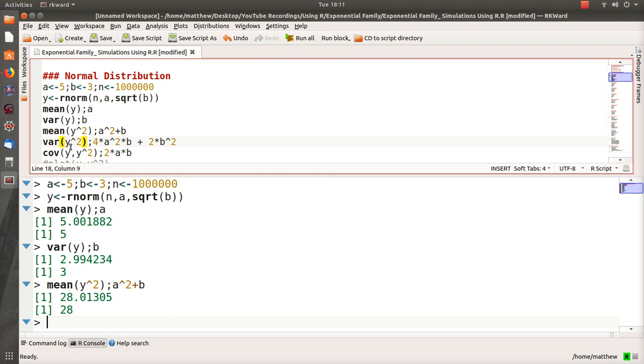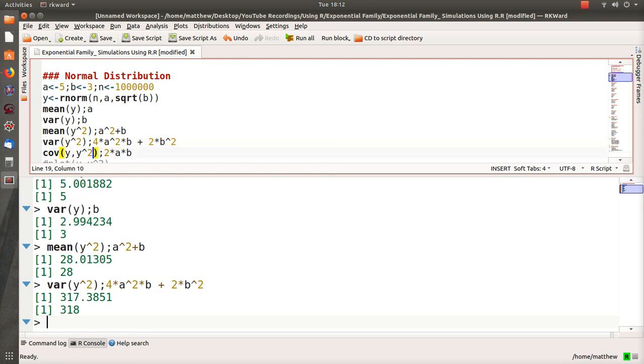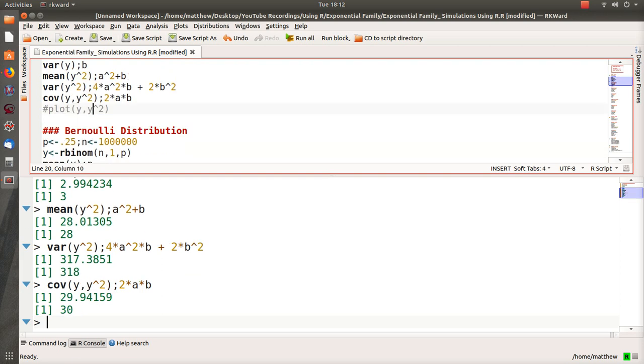And it does. They're both 28 in this case. And then the variance of y squared is equal to this quantity here. For details, you can go to the individual video that I did on the normal distribution within the exponential family. And here is the covariance between y and y squared. And this is kind of neat. It's 2 times the mean times the variance.